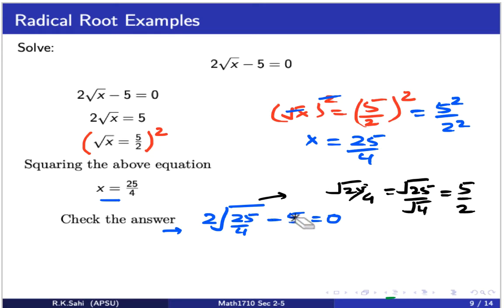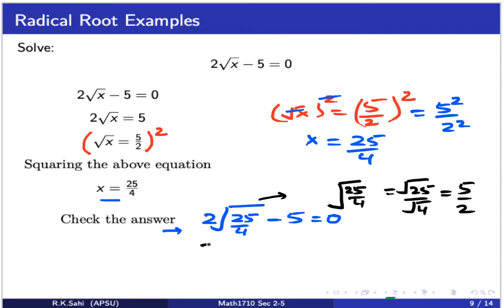Now let me write this a little better on the side. So this is square root of 25 over 4, and let's make it a big one here. Okay, so what do we get?